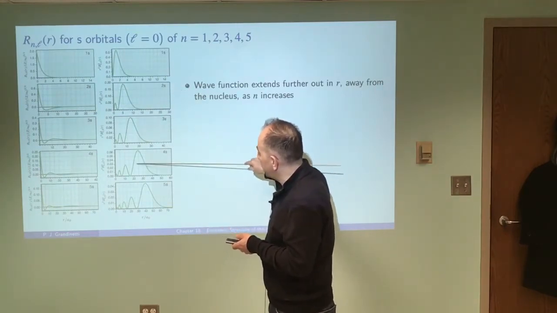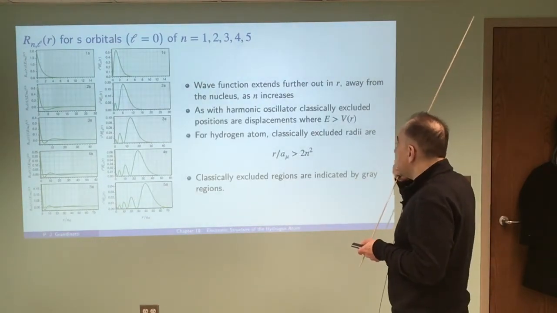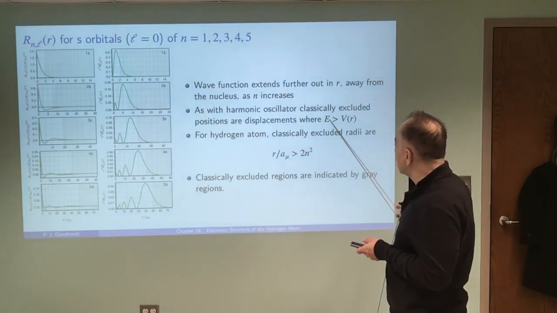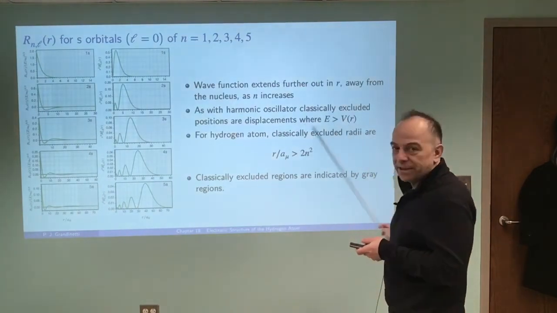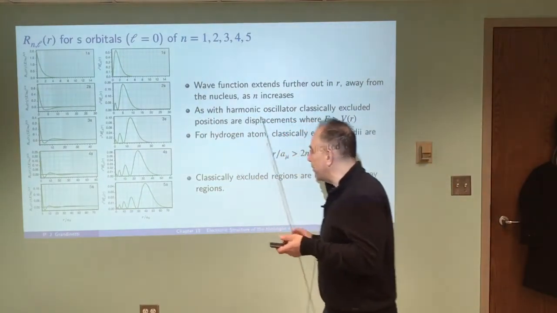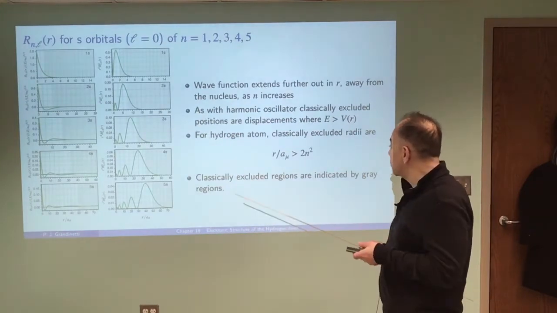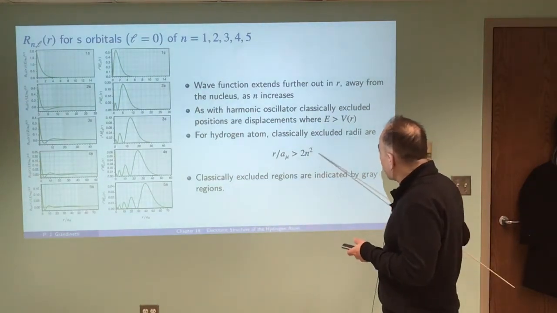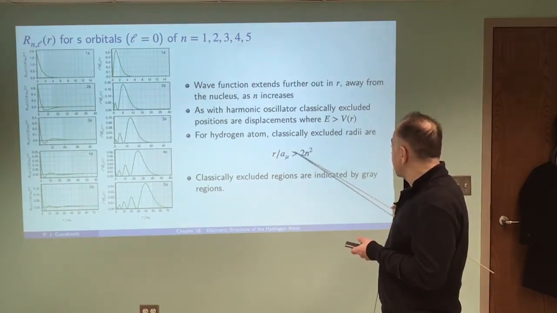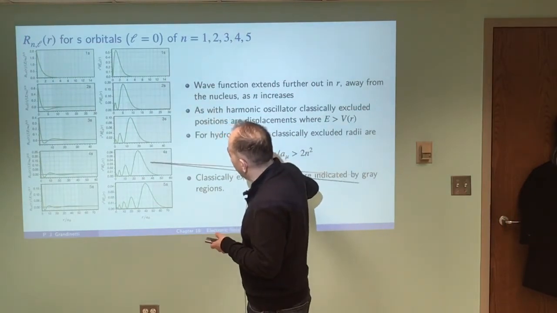That shows very clearly that behavior as it extends out in terms of the probability. Now, another thing to remember, just like the harmonic oscillator, when the total energy exceeds the potential energy, you don't expect there to be any probability in a classical picture, what we call the classical excluded region. That, in this problem, is defined to be R over A mu is greater than 2n squared. So that's what's indicated by this gray region here.